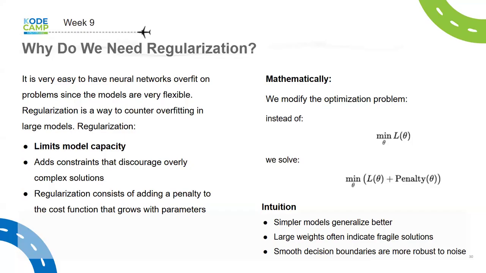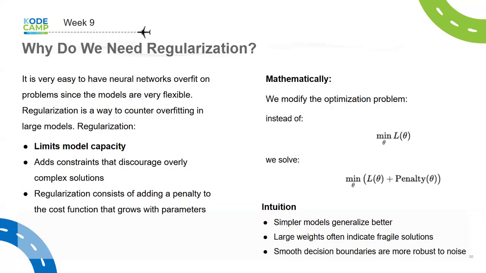So the only way you can counter it is what we call regularization. Regularization is a method that limits the model capacity. It deliberately limits the model capacity, therefore bringing it back toward the region of bias, the region of underfitting, but the aim is to counter overfitting, so it balances it out. It adds constraints that discourage overly complex solutions, or overly complex decision boundaries. The way it's implemented is you add a penalty to the cost function that grows with the parameters. That's what regularization is.